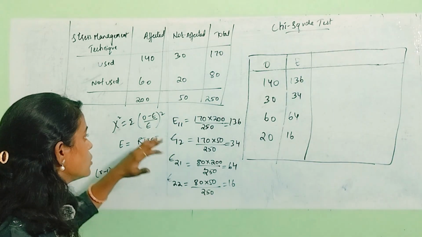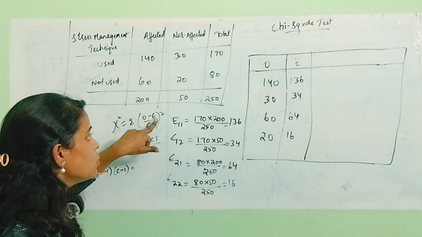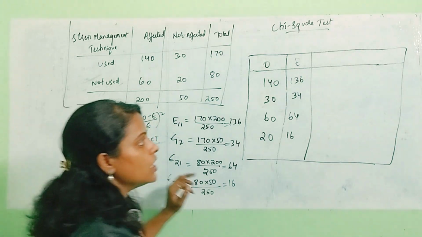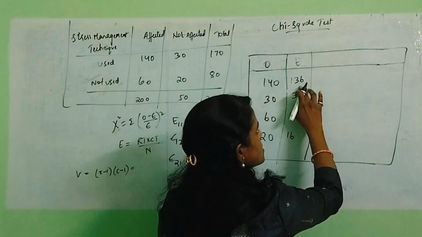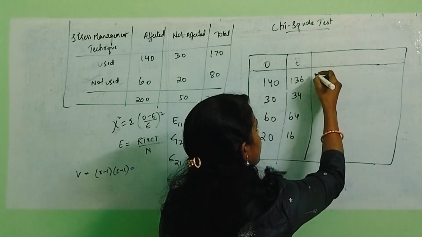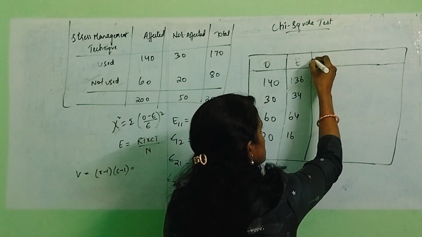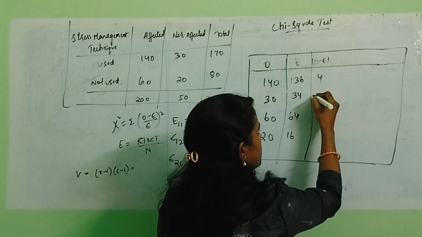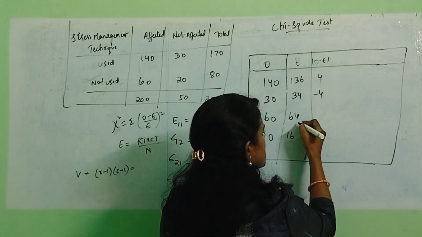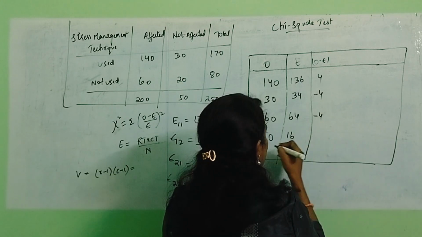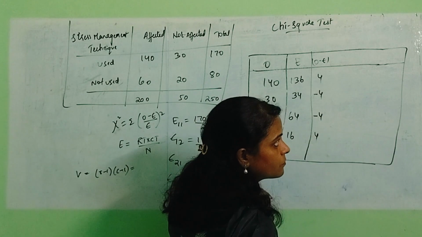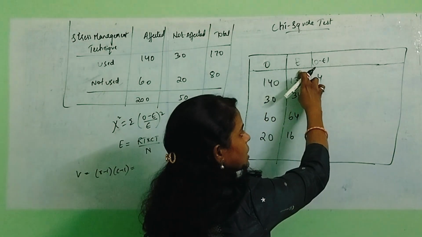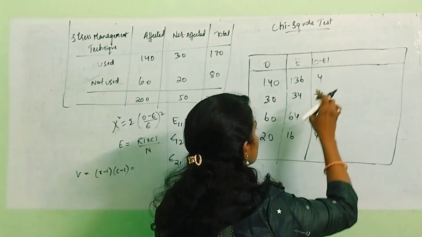According to the formula, we have to find O minus E. So O minus E is 140 minus 136, which is 4. Next, 30 minus 34 is minus 4. 60 minus 64 is minus 4. 20 minus 16 is 4. Okay, O minus E done.